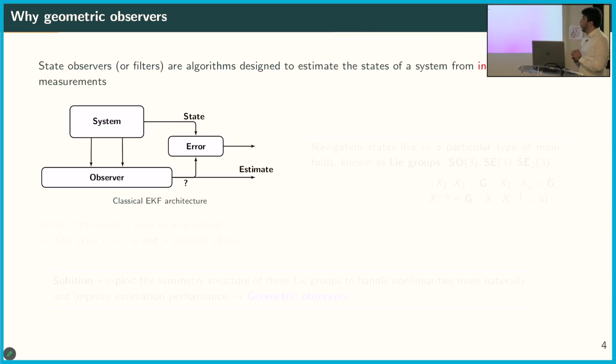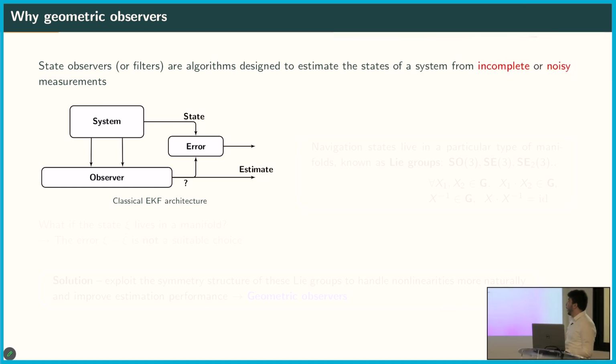So why geometric observers? What we mean by an observer or a filter is an algorithm that is designed to estimate the states of a system from incomplete or noisy measurements. So in general, we have a dynamical system, and we want to design an observer, which is this algorithm that will estimate the state of the system. And in order to do that, we have to design the estimate such that the error between the estimate and the state goes to zero or converges to something that we want.